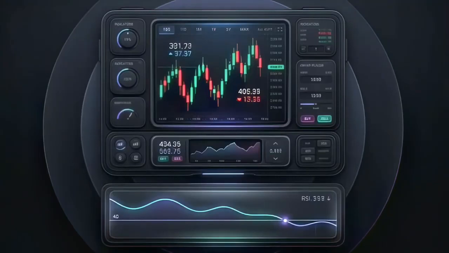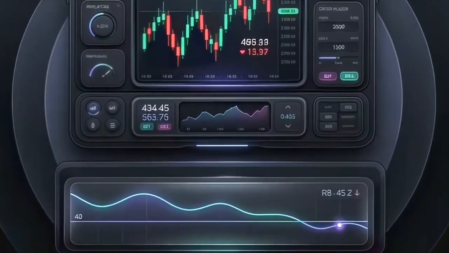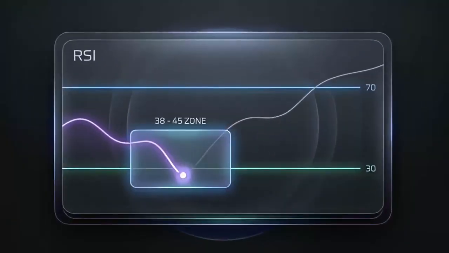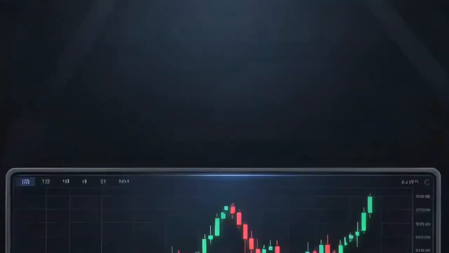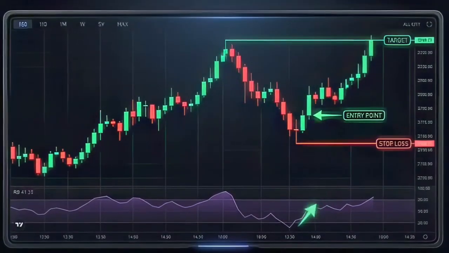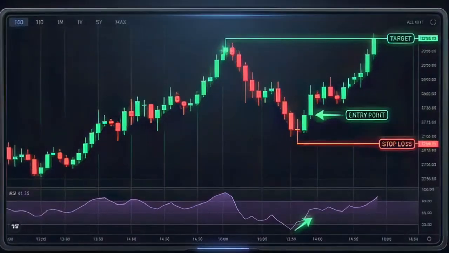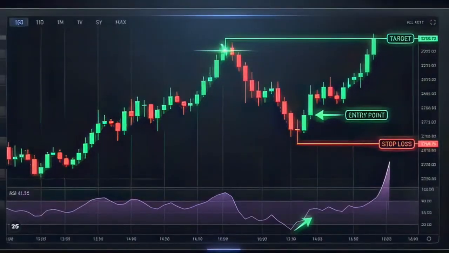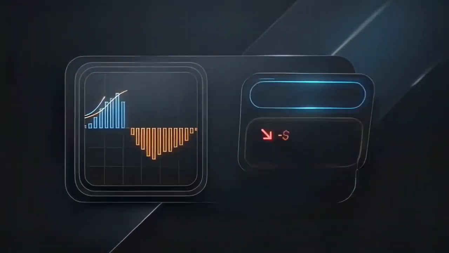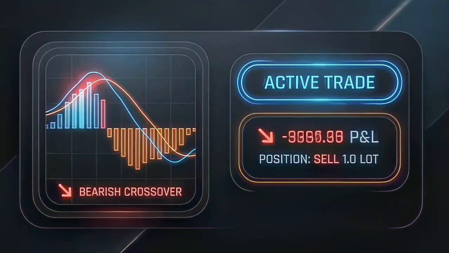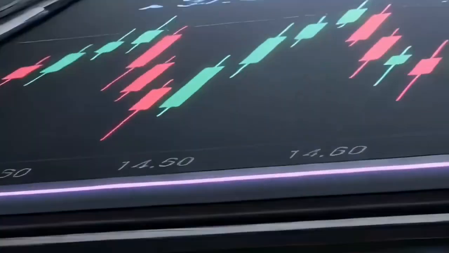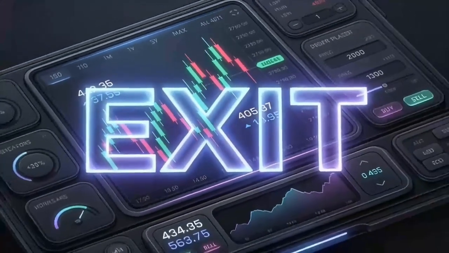Price pulls back. The strength index falls toward 40, touches somewhere between 38 and 45, and turns up without ever breaking beneath 30. Enter on the candle that closes after the turn, stop beneath the pullback low, and target the prior swing high. If the convergence-divergence line crosses beneath its signal line while you hold, the structure that justified your entry is gone. Exit, regardless of where price sits.